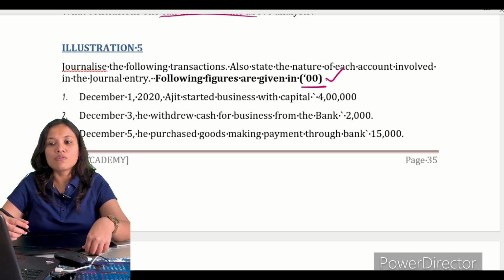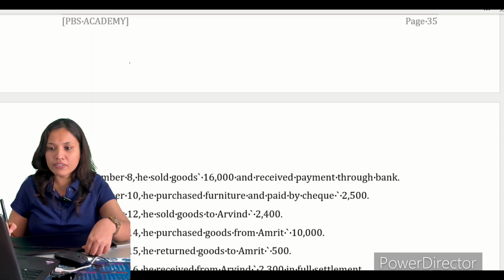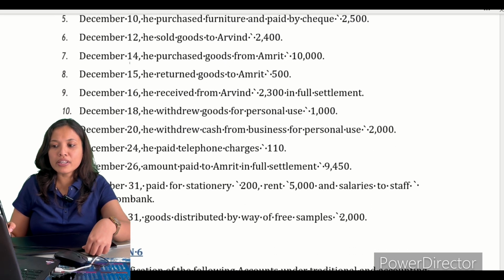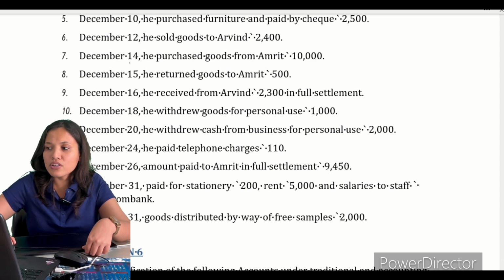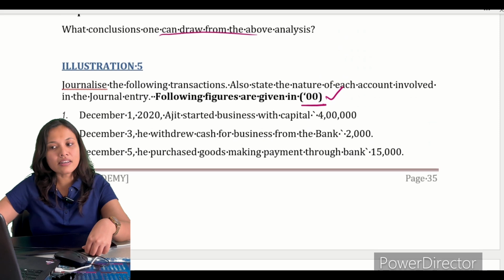So let us read the whole journal entries. We are given so many with dates. So we have total number of entries 15. So let us pass all the journal entries one by one. I think this is the first problem where all the journal entries are given to you.